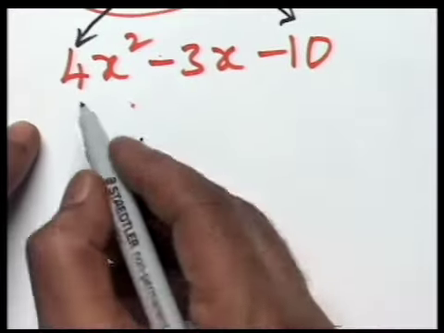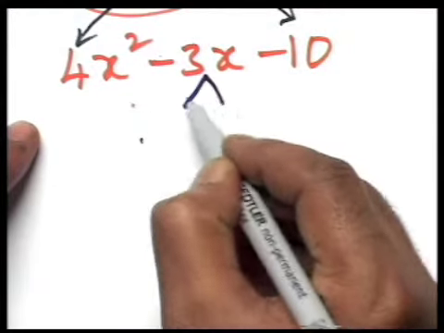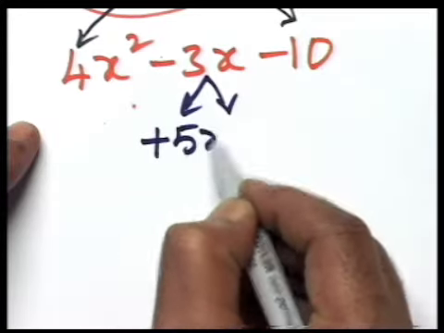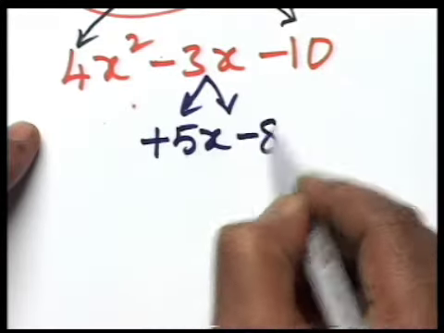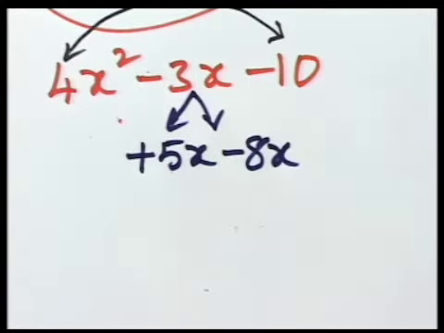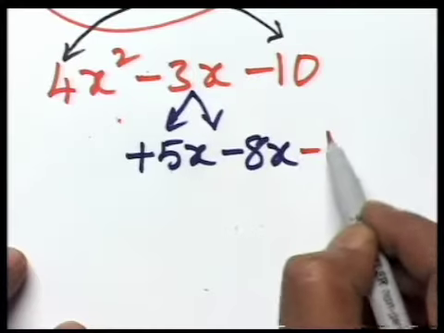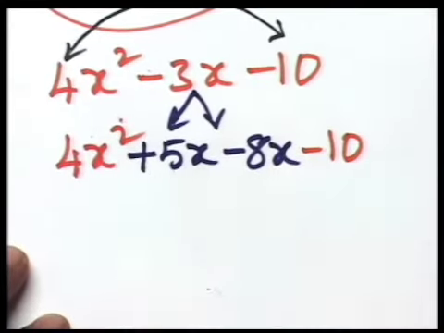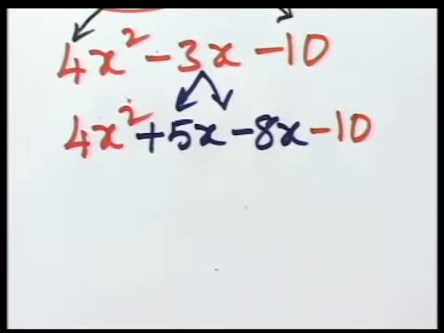Let's go there and say the middle term I'm going to split into two parts, which is a positive 5x and then a minus 8x. That gives me minus 3x. And the last term is a minus 10, no change. The first term, 4x squared. Once we get 4 terms, our job is simply to factorize. Factorize the first 2. Think what is the common factor there.